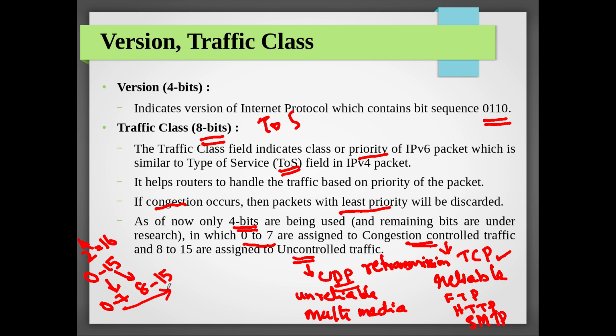If you are looking at IPv6, the priority is given like this. And this is the lower priority traffic, right? And this is the higher priority traffic. So the higher priority traffic, that is 8 to 15, is nothing but our uncontrolled traffic, and the lower priority traffic, that is 0 to 7, is nothing but the congestion controlled traffic, or you can simply say TCP traffic. So this is a very important concept that is there in IPv6. You have to take care of it.